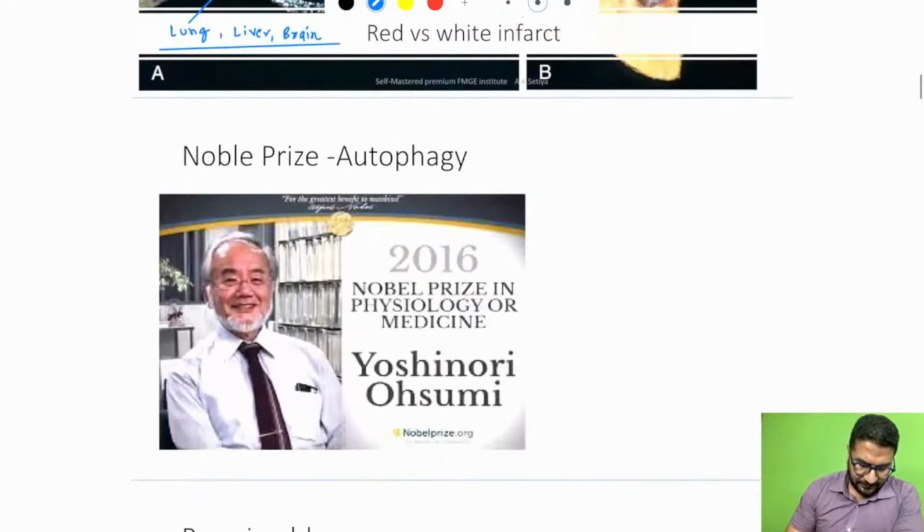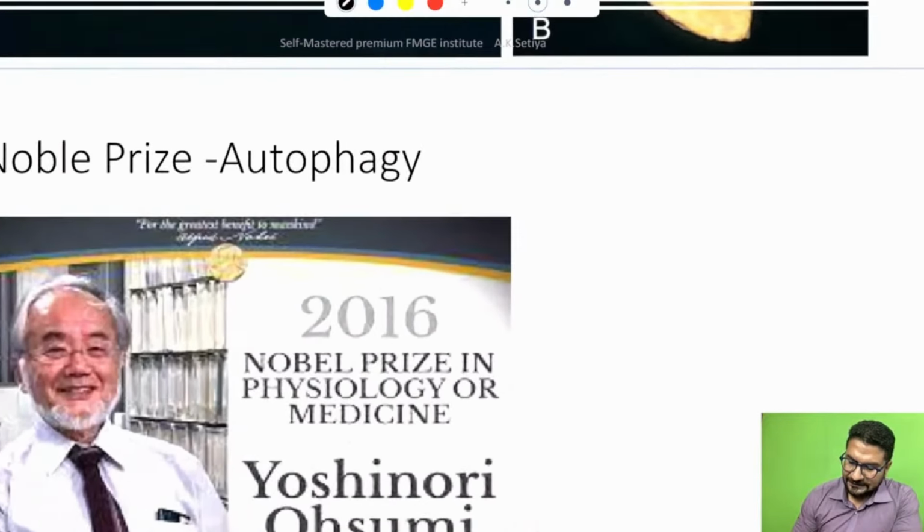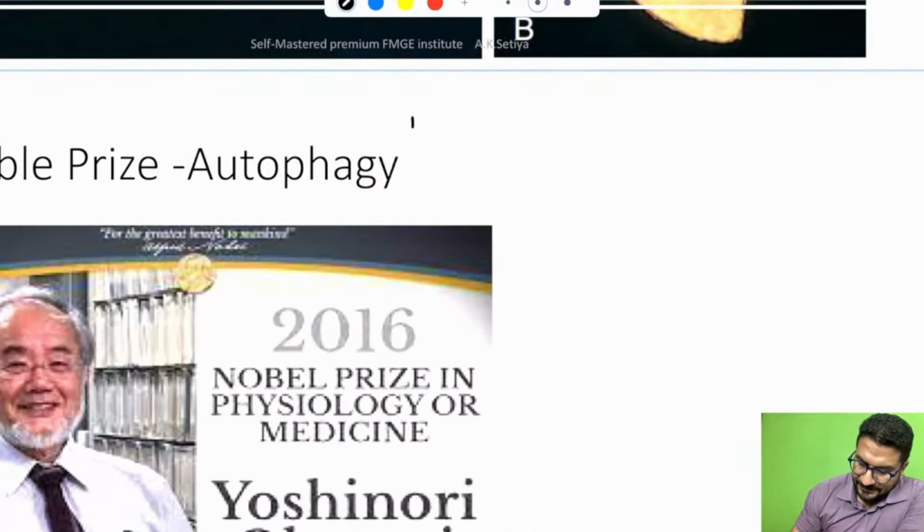Okay, now coming to, you can notice this, this is a scientist, Yoshinori Ohsumi. The purpose is not for you to know this scientist; what you have to remember is that this scientist did something and that's why he got a Nobel Prize. So why did he get the Nobel Prize? This Nobel Prize was for autophagy. What does autophagy mean? Autophagy means cells start eating themselves. जब cell खुद को ही खा जाए.